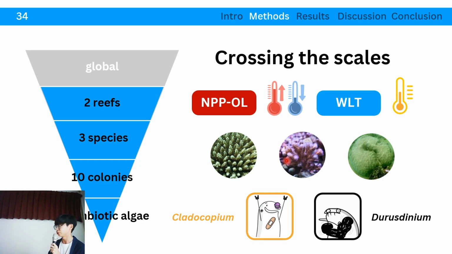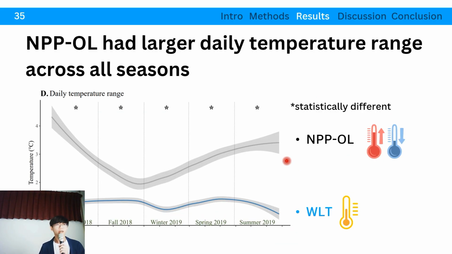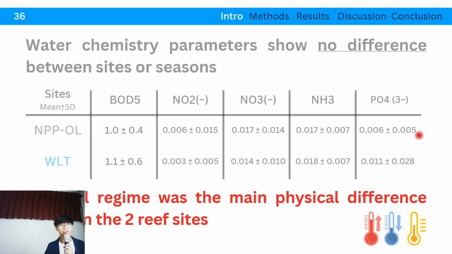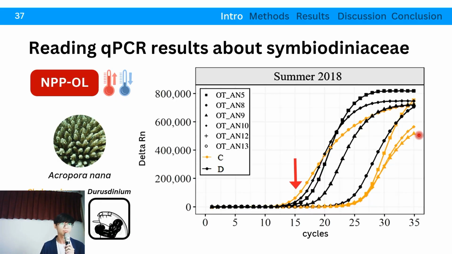As a result, we found that the nuclear power outlet reef is actually a thermally variable reef. That is, its temperature changed much, and Wanli is quite stable. For the water chemistry parameters, they show no difference between sites and seasons. The thermal regime was the main physical difference between these 2 reef sites. That means the temperature matters.